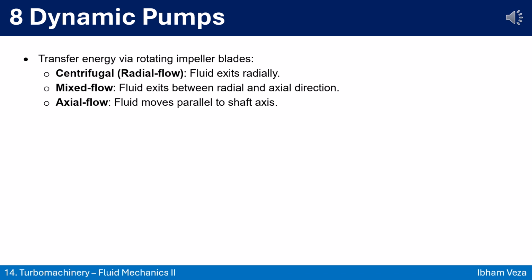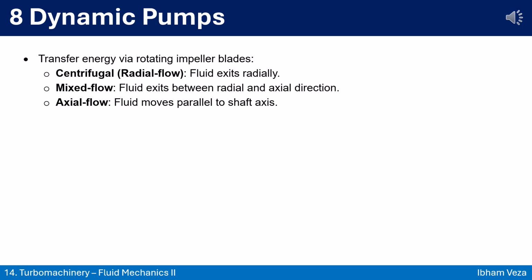Let's break it down. Centrifugal pumps, also known as radial flow pumps, are the most common. Here, fluid is flung outward, radially, from the center of the impeller, just like how water flies off a spinning umbrella. It's ideal for high-flow, low-head applications.